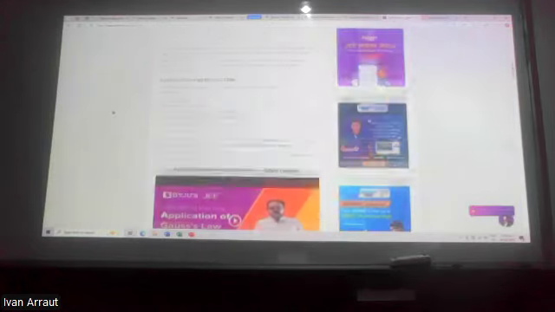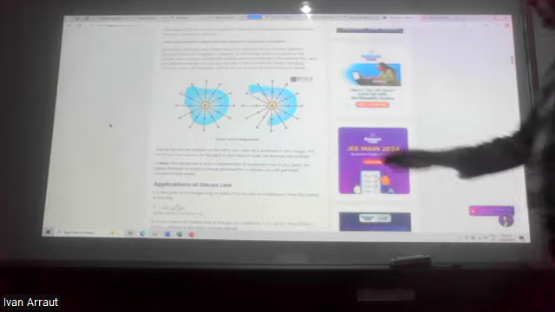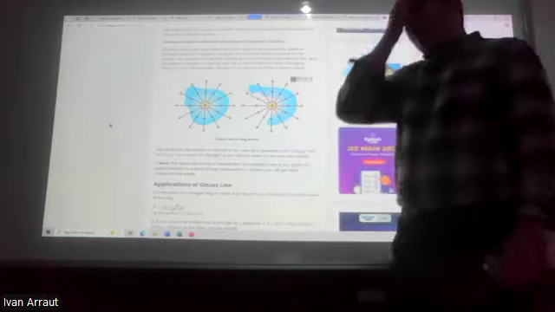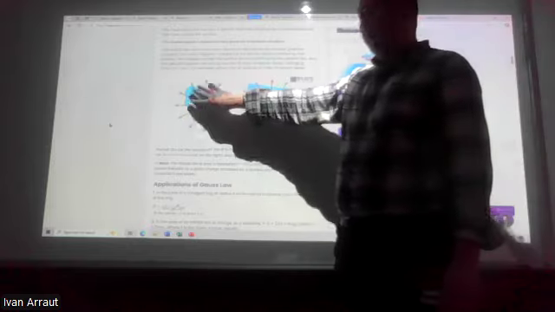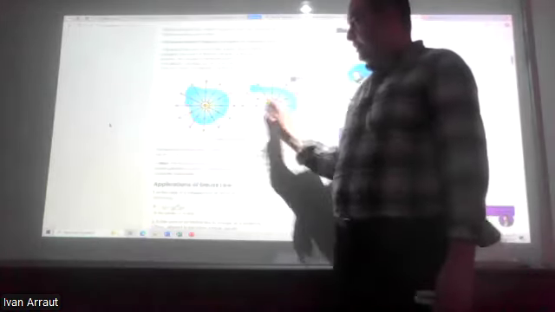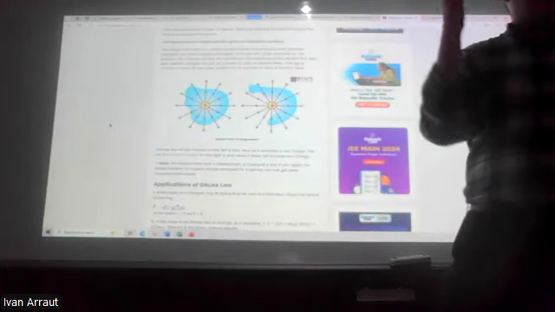Now I want to jump here to Gauss's law because Gauss's law helps us to calculate electric fields. Gauss's law tells me about the flux of the electric field. If I have a charge somewhere, I imagine surrounding that charge with some imaginary surface.